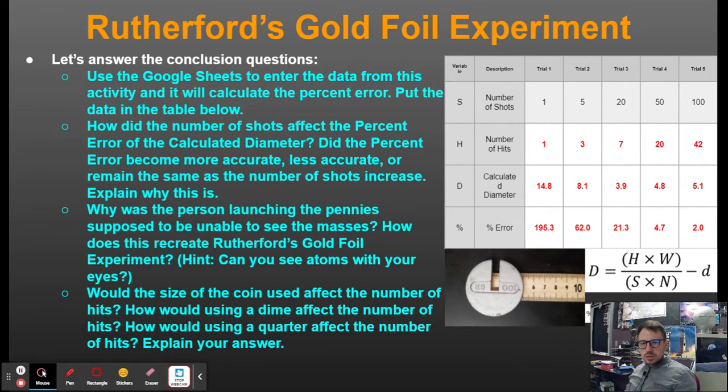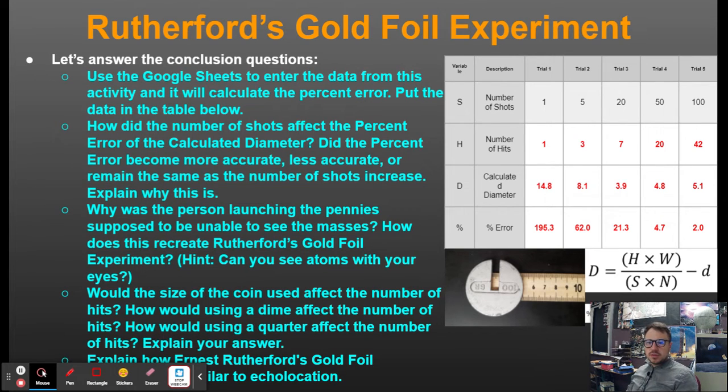Now, the question is, would the size of the coin used affect the number of hits? How would using a dime affect the number of hits? How would using a quarter affect the number of hits? Explain your answer. Well, if a dime's smaller, there's a smaller likelihood of it hitting the masses. If you use a larger coin, there's a larger chance that it's going to hit those masses. If you think about looking at the track, if you used a giant coin, it's probably going to hit, because it has an actual depth to it. You're not shooting just point particles at it. It does have some width to it that would affect it.